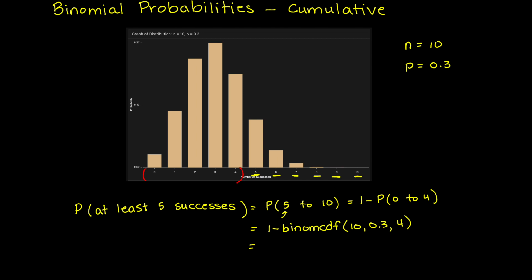When we calculate this, we can see this is going to be a smaller probability because it's just these bars added together. And we get 0.1503 when we round to 4 places. So that's how you calculate those probabilities.